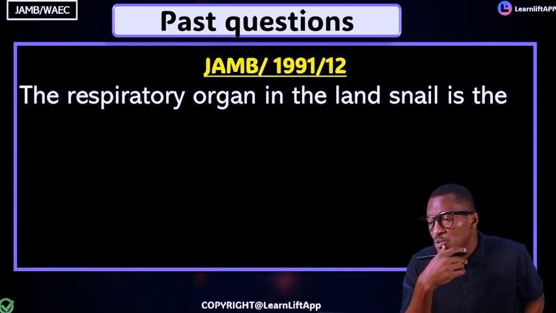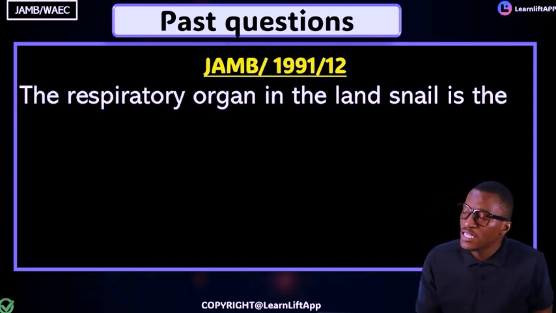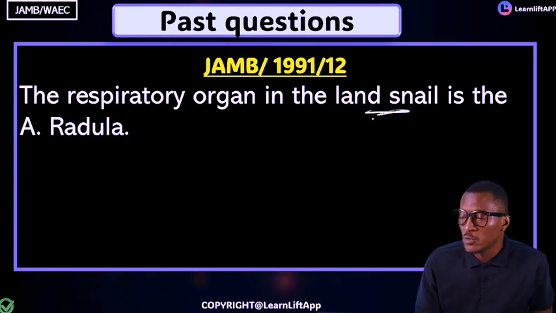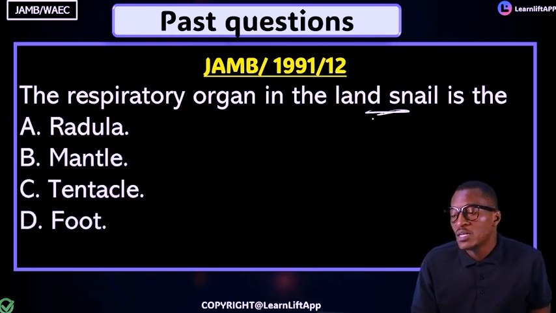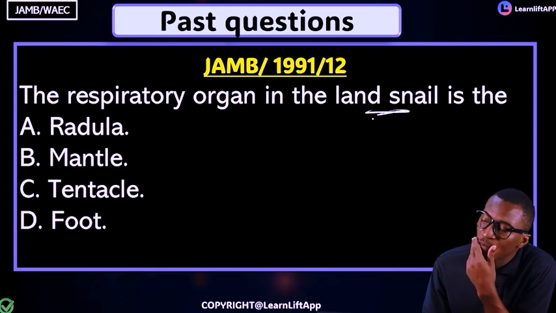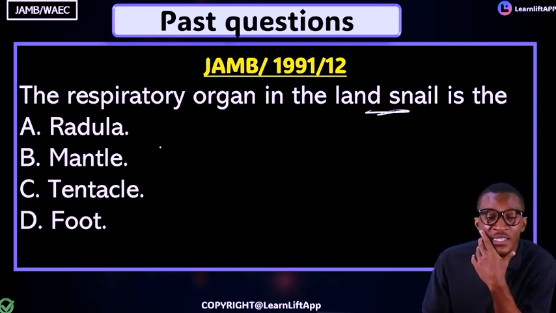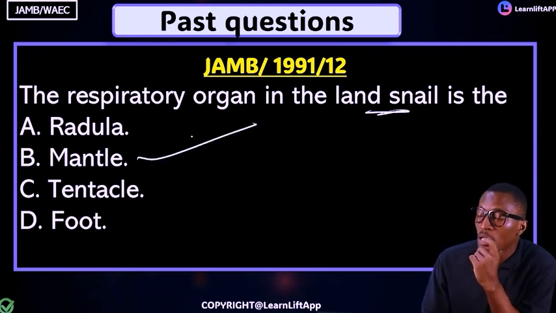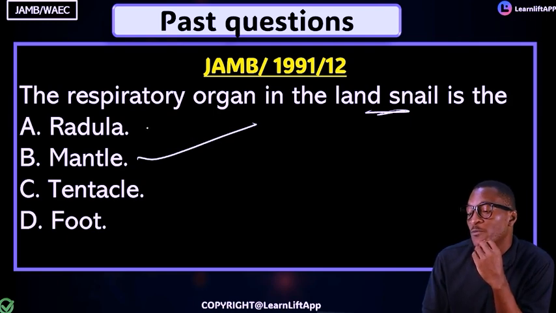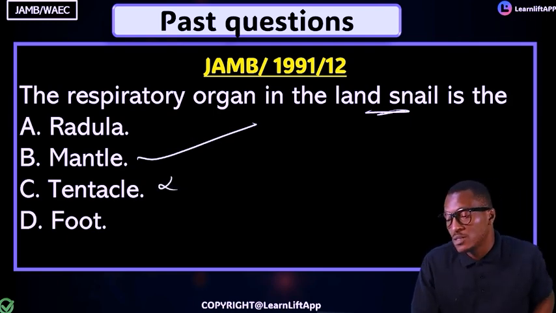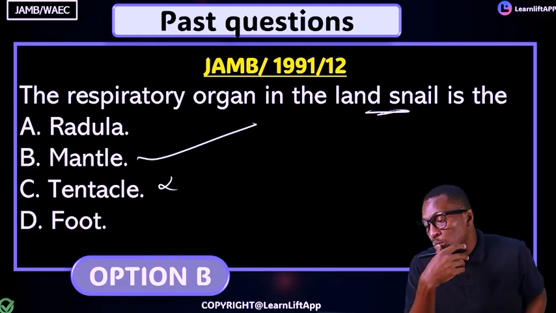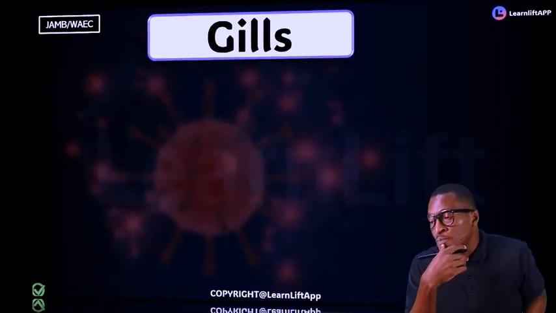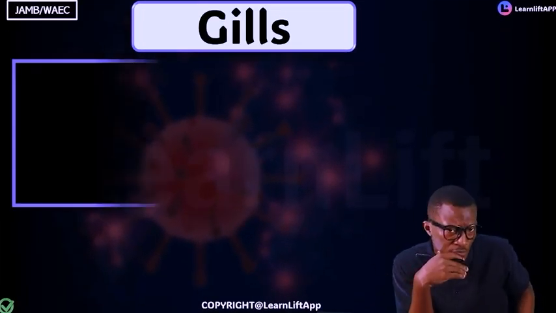JAMB 1991 question 2. The respiratory organ in land snail. Option A, radula; mantle; tentacle; foot. The mantle is for respiration. So what's the answer? Mantle. Radula is for feeding, tentacles for sensitivity, and this is for foot. So option B becomes the answer.